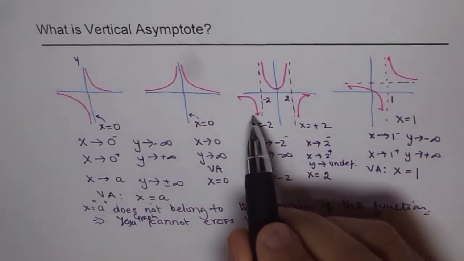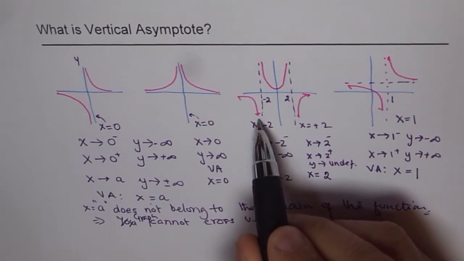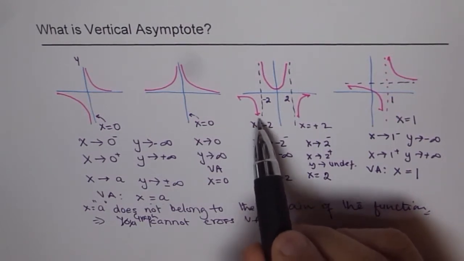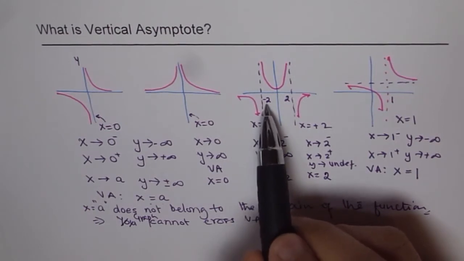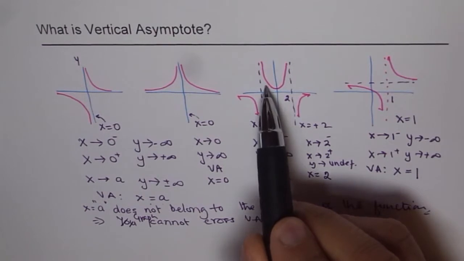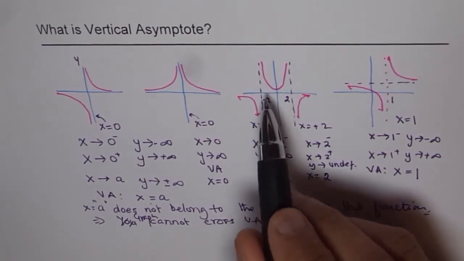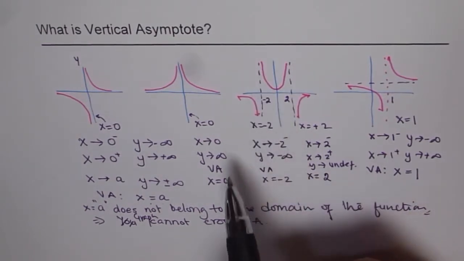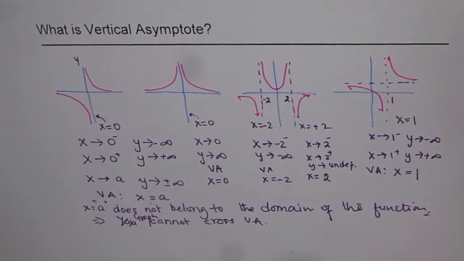So when you approach from the left side here in this case, the function gets a value extremely large but negative. But when you are approaching minus 2 from the right side, the function approaches a very large value which is positive, right? So that is the behavior near the asymptotes. With this, if I give you a graph, you can easily figure out where the vertical asymptotes are and what the behavior of the function is near the vertical asymptote.